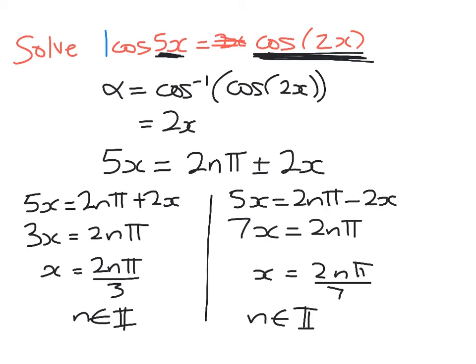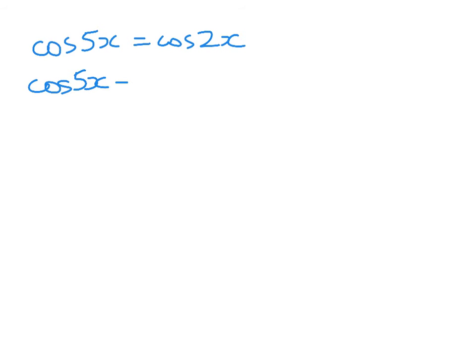So here I've got cos of this, and I've got cos of this over here. The other way to do this is using the sum to product rules, so we'll do that next. Right, so we start with cos of 5x equals cos of 2x. Now we turn that into a difference, so cos of 5x minus cos of 2x is equal to 0.